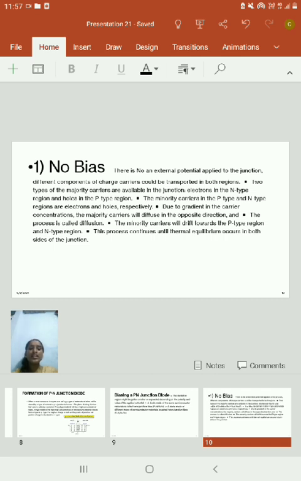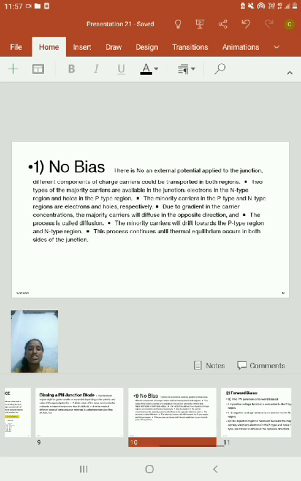Due to the gradient in the carrier concentrations, the majority carriers will diffuse in the opposite direction, and the process is called the diffusion process. The minority carriers will drift towards the P-type region and N-type region. The process continues until thermal equilibrium occurs on both sides of the PN junction diode.